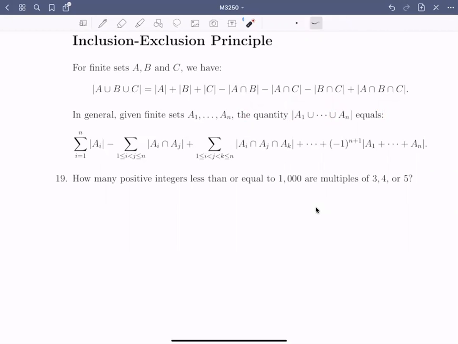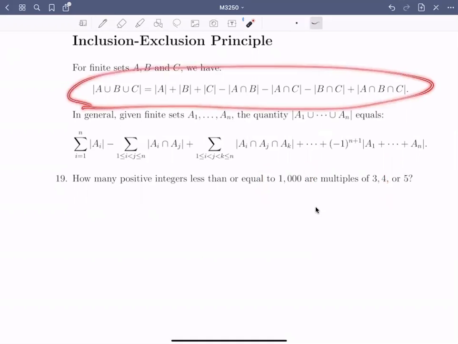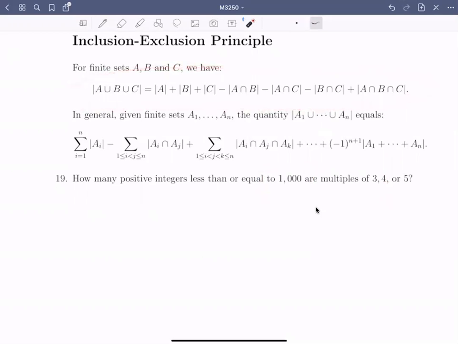So in general, the way that this works is that if you have the cardinality of A1 union up to AN, you're going to add the individual sets, you're going to subtract pairs of intersections, add triples of intersections, subtract quadruples of intersections, and so on until you get to this one final term here. Okay, so this is called the inclusion-exclusion principle because you're adding the odd numbers of intersection sets and then subtracting the even numbers of intersection sets.